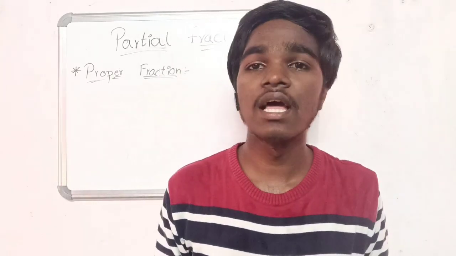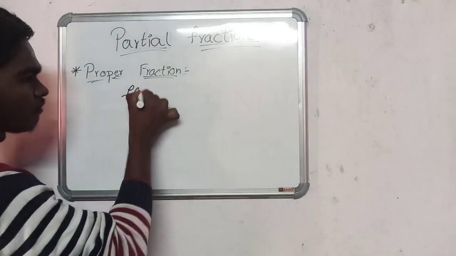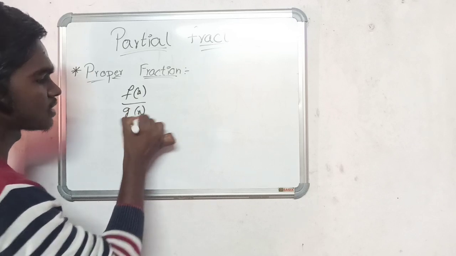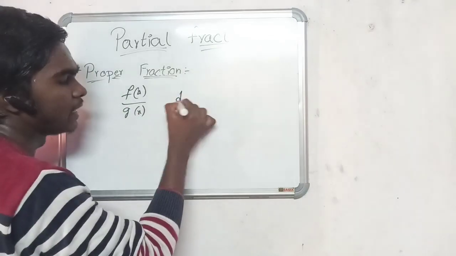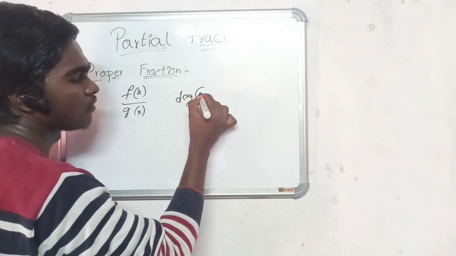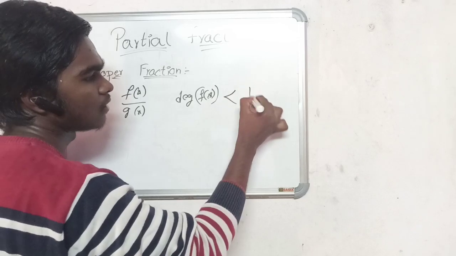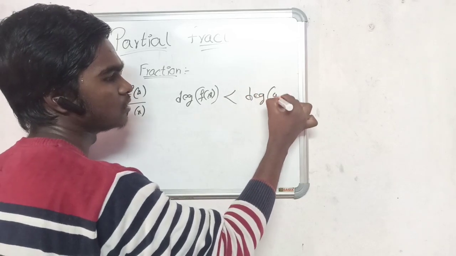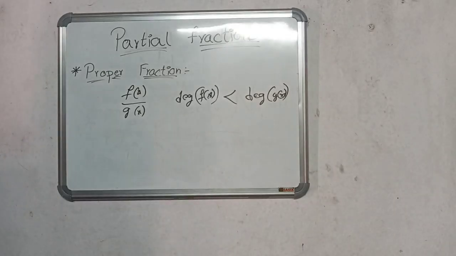What is a proper fraction? In a rational fraction f of x by g of x, if the degree of f of x is less than the degree of g of x, then it is called a proper fraction. Let us take f of x by g of x in a rational fraction. If the degree of f of x is less than the degree of g of x, then it is called a proper fraction.